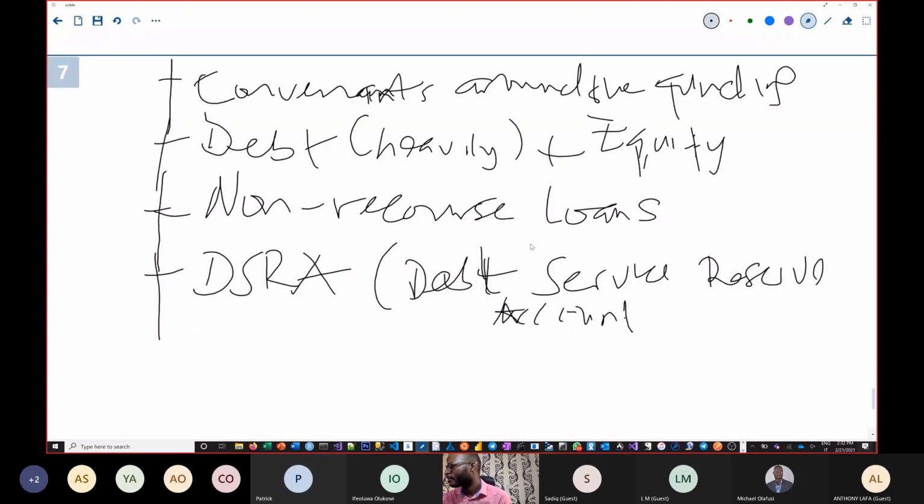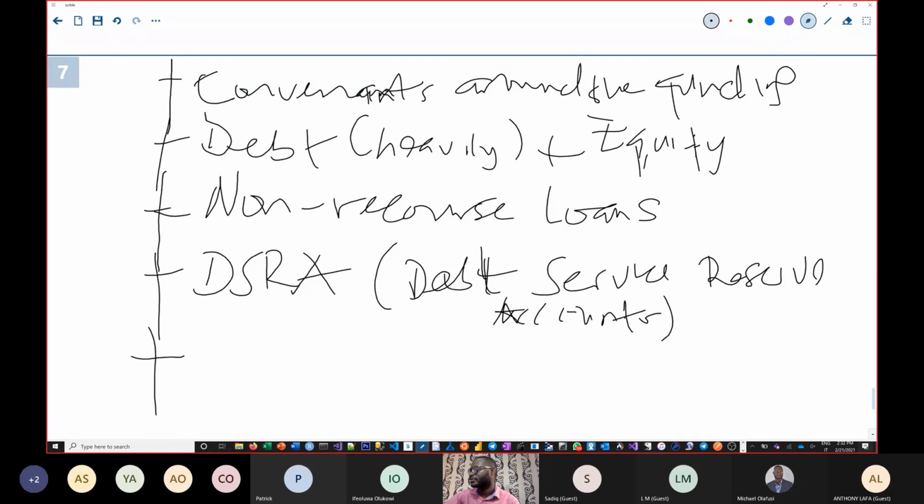They include things like conditions that you cannot do any distribution to equity until the loan is paid out. So they could say, equity guys are never going to get dividend until the end of the loan that they've given, when all of the loan is being paid out.